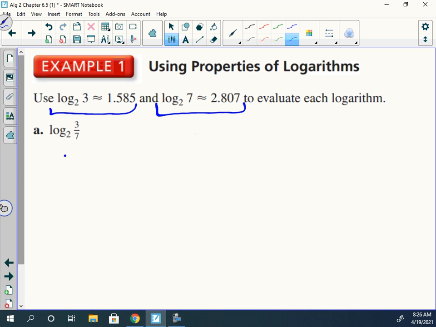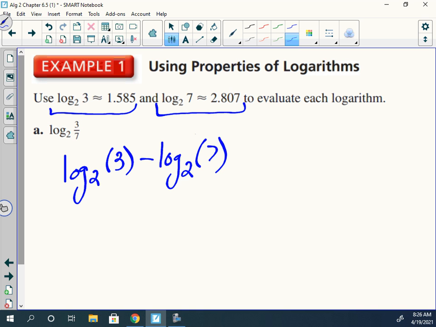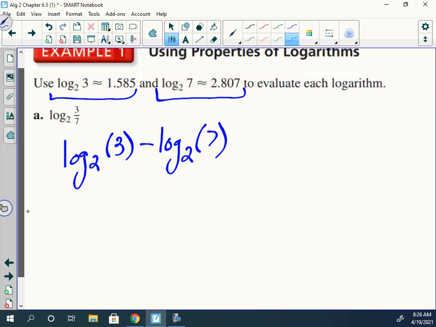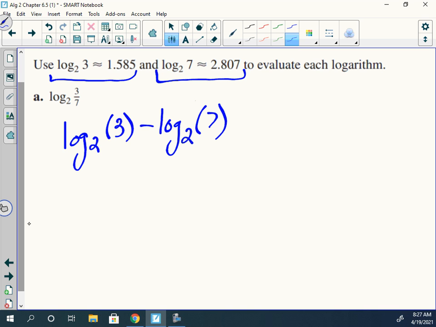I can rewrite this as log base 2 of 3 minus log base 2 of 7. We can split these up into subtraction because 3 and 7 are being divided inside of the logarithm. Any questions on this so far?